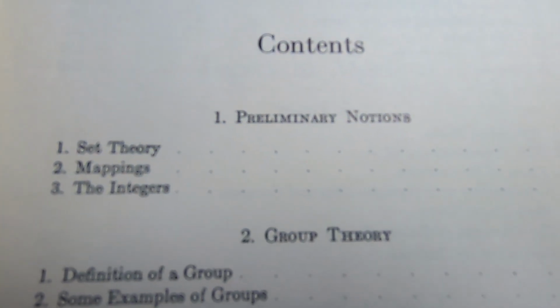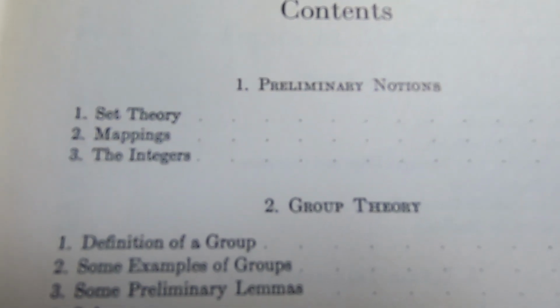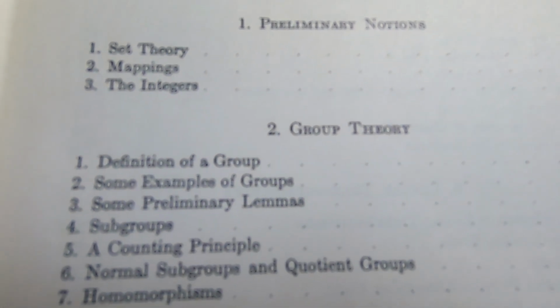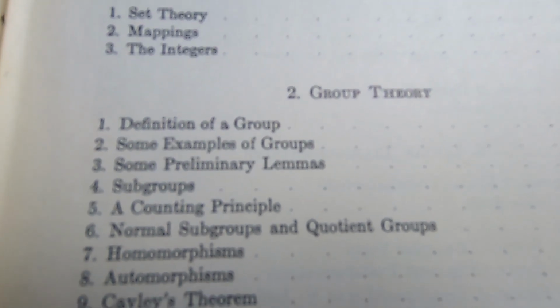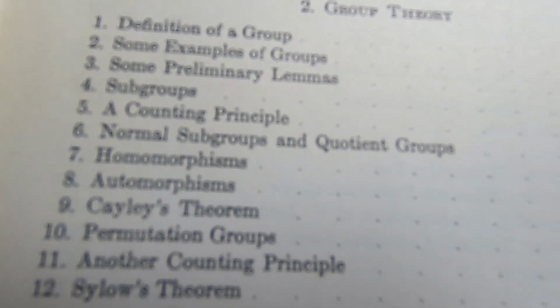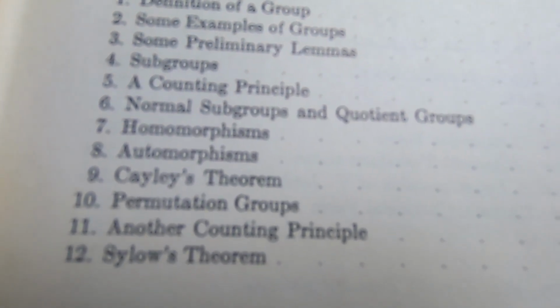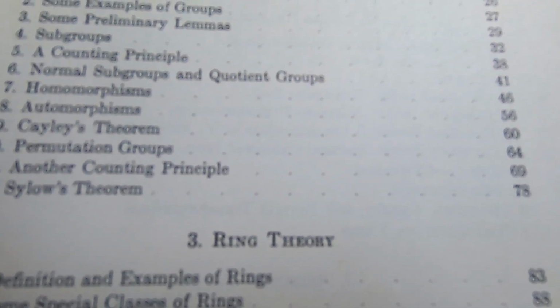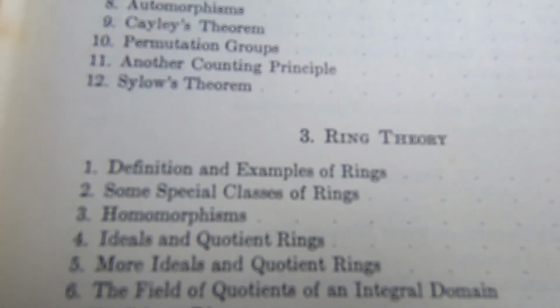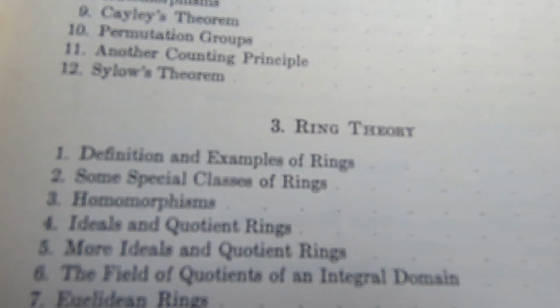So this is the table of contents. It starts off with preliminary notions. So set theory, mappings, and the integers. Then he jumps into group theory right away, so definition of a group, some examples, some preliminary lemmas, subgroups, a counting principle, goes right into normal subgroups and quotient groups pretty quickly, right? Page 41, so he's jumping into it fairly quickly. Automorphisms, Cayley's theorem, etc. Sylow's theorem is already introduced on page 78, so he moves very, very quickly. And look at this, already page 83, Herstein starts with rings, so it moves very, very quickly compared to a lot of the beginner abstract algebra books you see today.